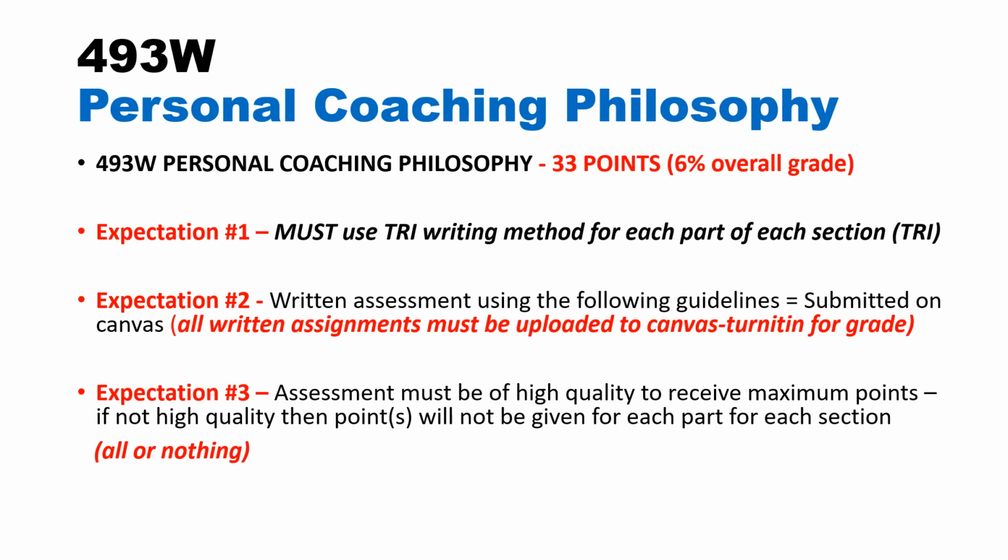build on this. Number one expectation, must use TRI for every question, every part, each section within the rubric. Expectation number two, we have to submit this on Canvas to get a grade so that I can have it be checked by Turnitin and for AI generated content. And then number three, all assessments need to be of a high quality to get the points. So you'll see with TRI, if it's off a little bit, you lose all the points, all or nothing, just like sport.